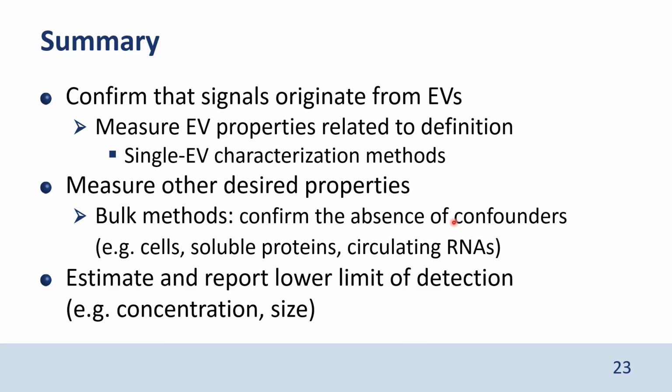So in sum, confirm that signals originate from EVs. So measure EV properties related to the definition, so that are 3 properties. For that you need single EV characterization methods. Measure other desired properties as well. If you choose to use bulk methods, confirm the absence of confounders and estimate and report the lower limit of detection.